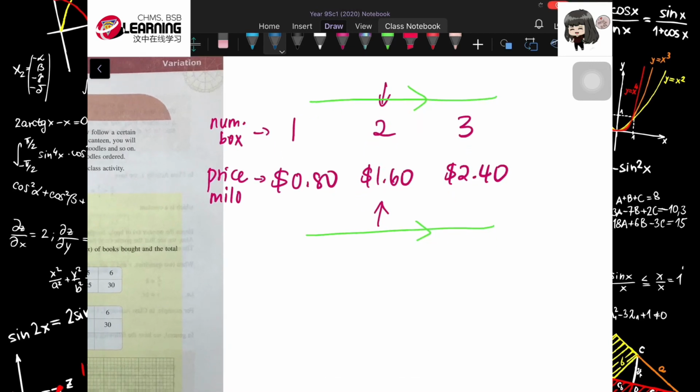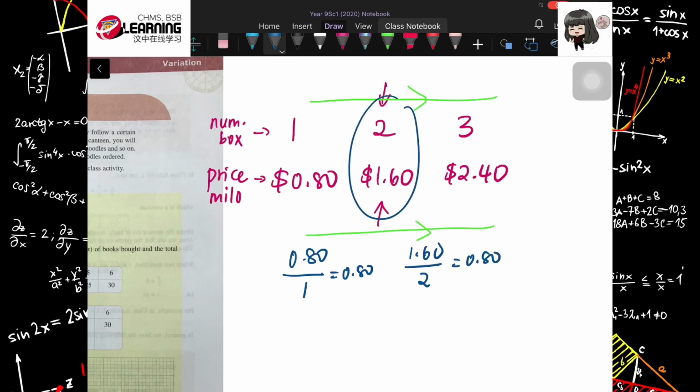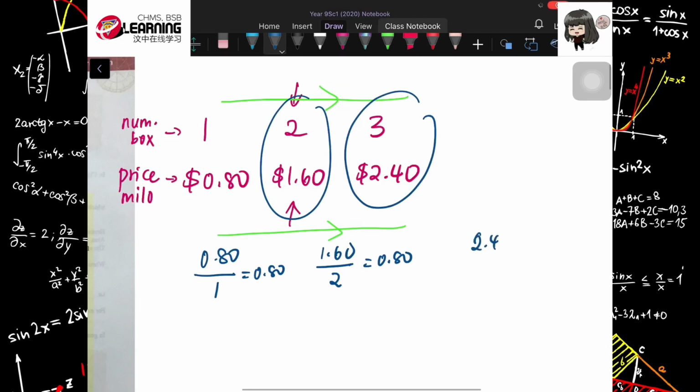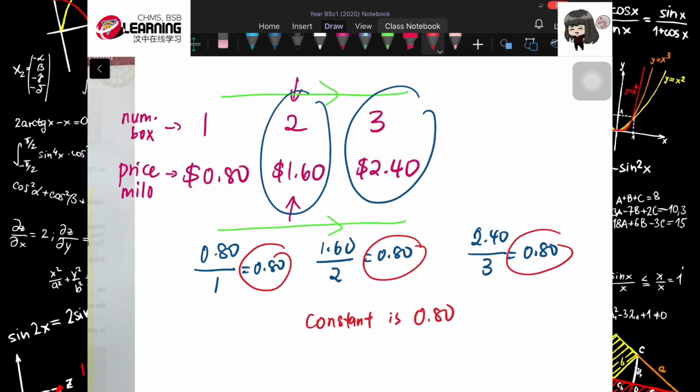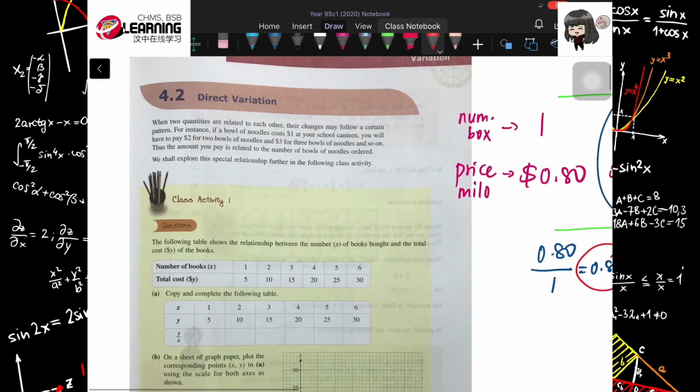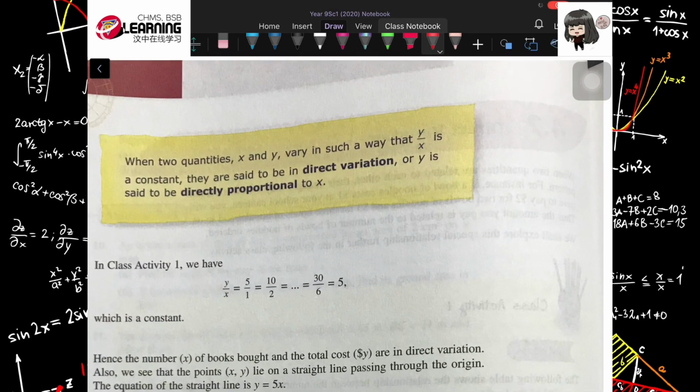What is the constant? The price of the Milo, 80 cents, if we divide by the number of boxes, we will get 0.80. And 1.60, when we divide it by 2, we will get 0.80. And 2.40 divided by 3, we will get 0.80. This is what we call the constant. So the constant here is 0.80. When we say it's a direct proportion or direct variation, it will definitely have a constant. I'll show you the definition here. When two quantities, X and Y, vary in such a way that Y divided by X is a constant.